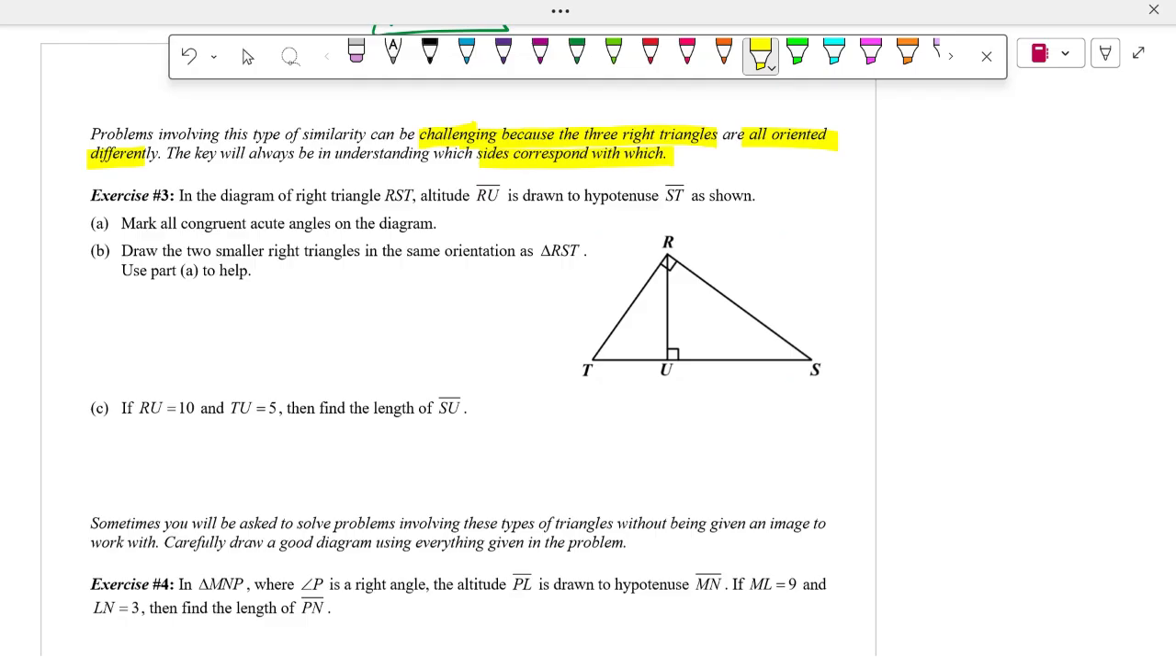So we now have the original right triangle RST, where the altitude RU is drawn to the hypotenuse ST. This is my original triangle, and I'm just going to outline it. It makes two triangles, a baby one and a toddler one.